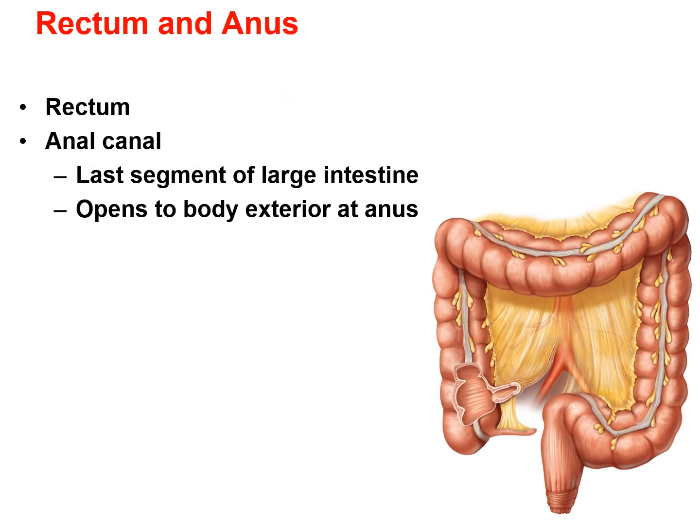So your sigmoid colon is going to enter into the pelvis and then join with the rectum at about the level of S3. So your rectum is going to start about the level of S3, and then it is going to lead to the anal canal. The anal canal is going to be the last portion of the large intestine, and the anal canal opens to the body exterior at the anus. On this figure, you have your rectum here, and then you would have your anal canal here, and then the anus would be here.